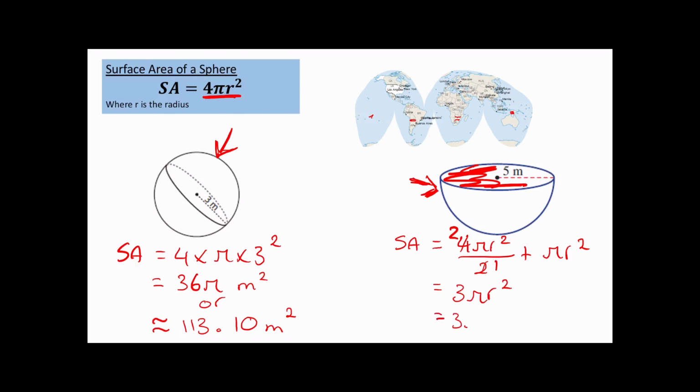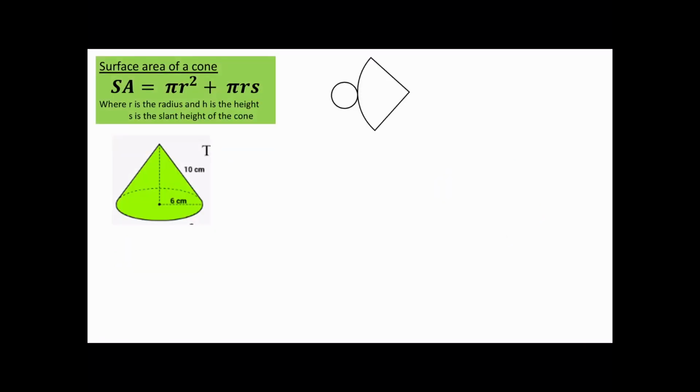So 3 pi times 5 squared, which is going to give me 75 pi meters squared for my exact answer, or 235.62 meters squared for my approximate. Next, we're going to look at the surface area of a cone.